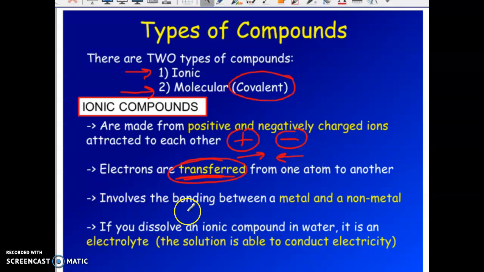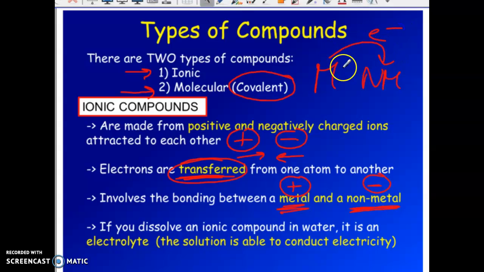So this involves the bonding between a metal and a non-metal. So the metal is actually the one that will do the losing of electrons and become positively charged. The non-metal is negative because it's doing the gaining of electrons. So basically you have a metal atom and a non-metal atom. The metal atom will give up its electrons to give to the non-metal. So as a result of that, the metals will become positive because it lost a negative charge, and the non-metal will become negative because it's gaining a negative charge.